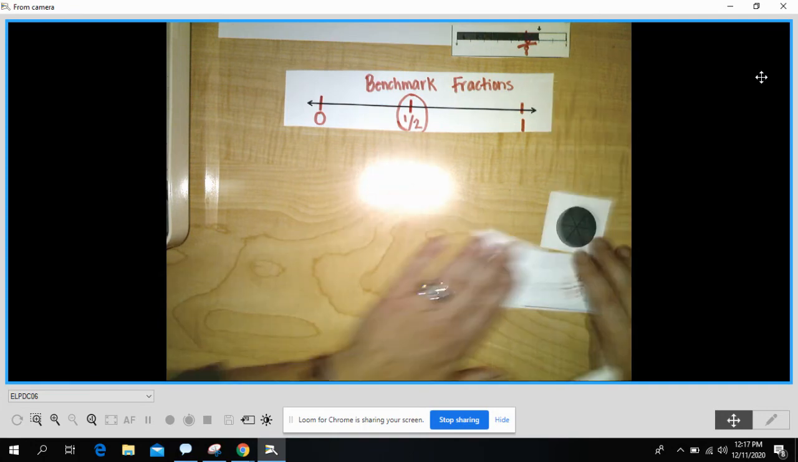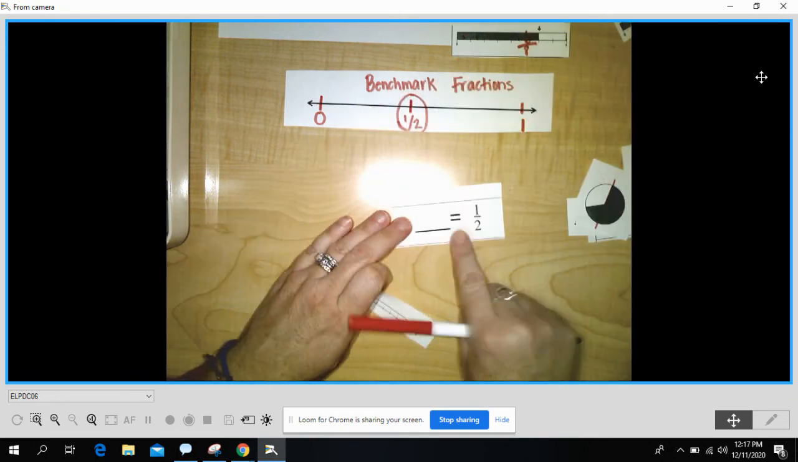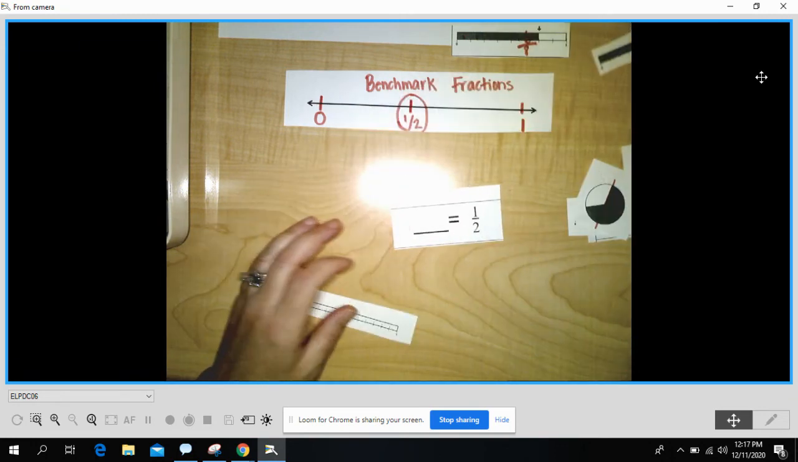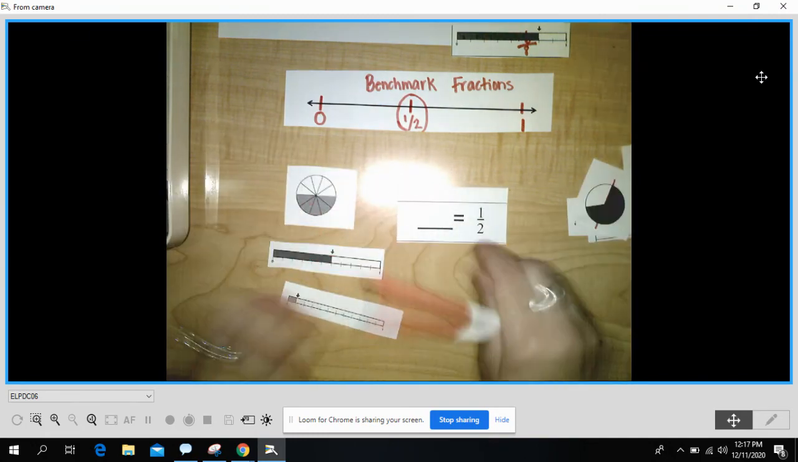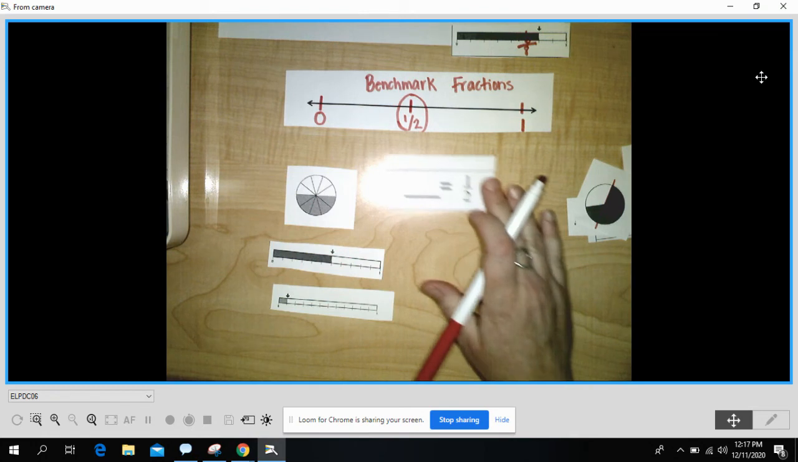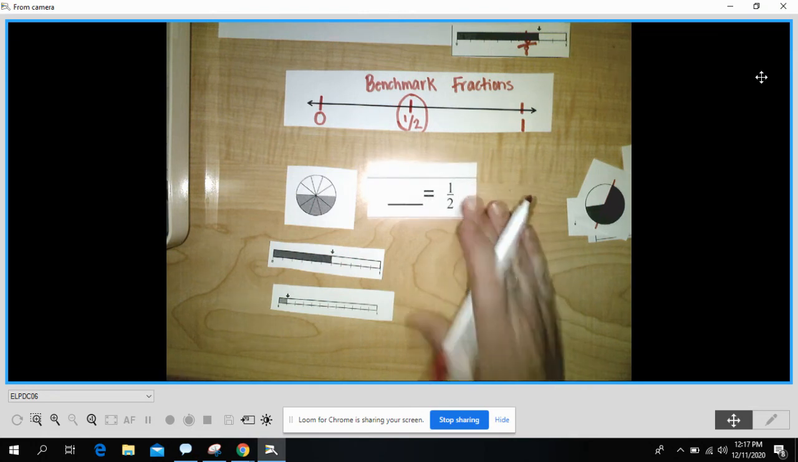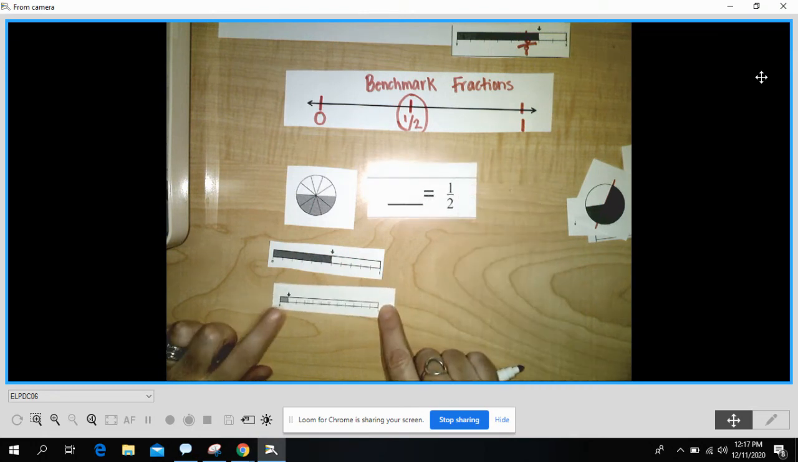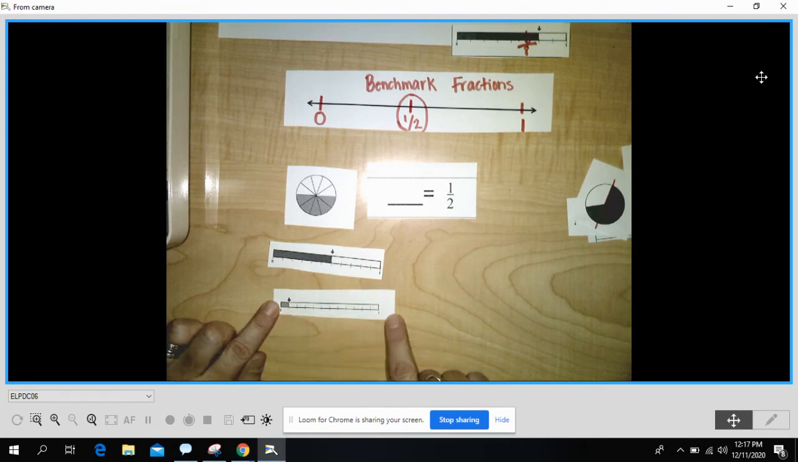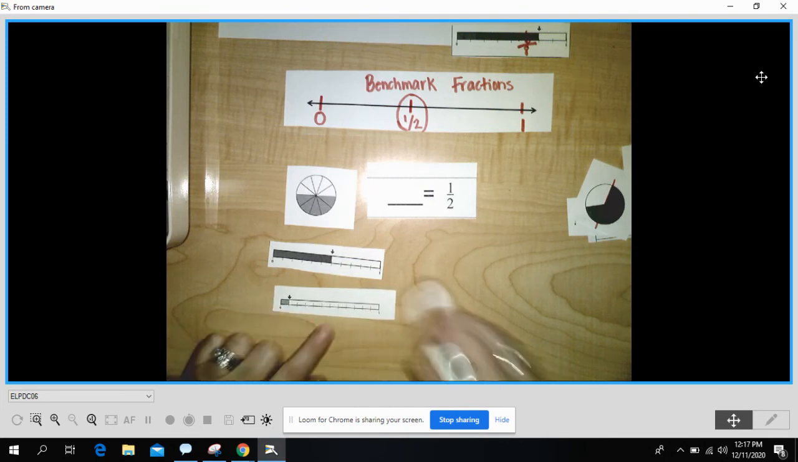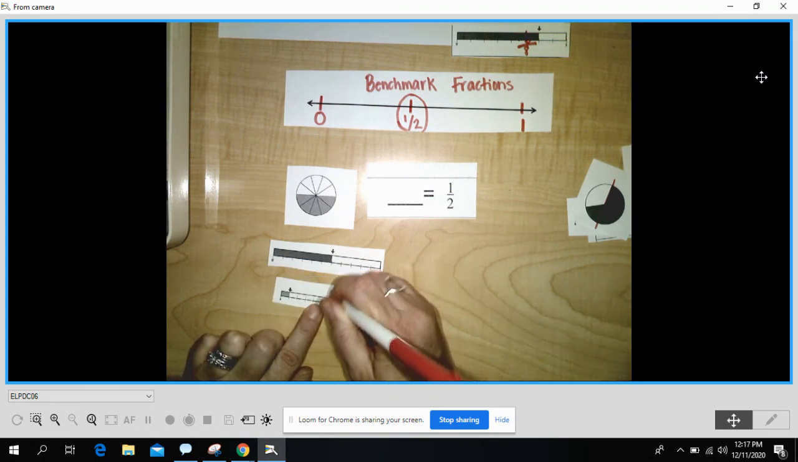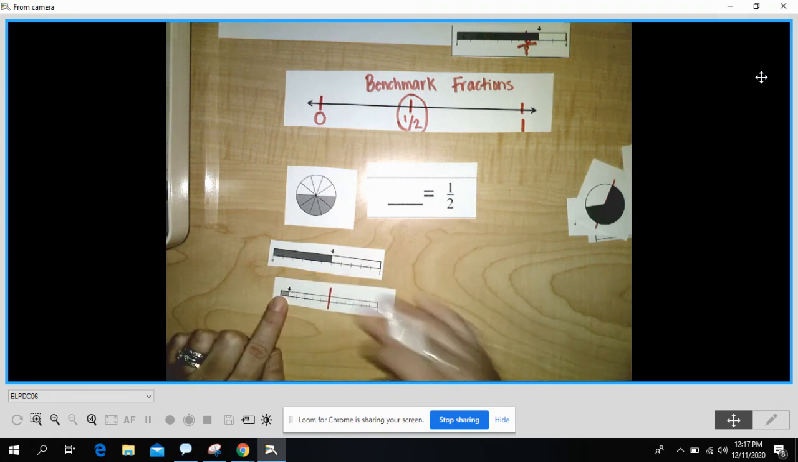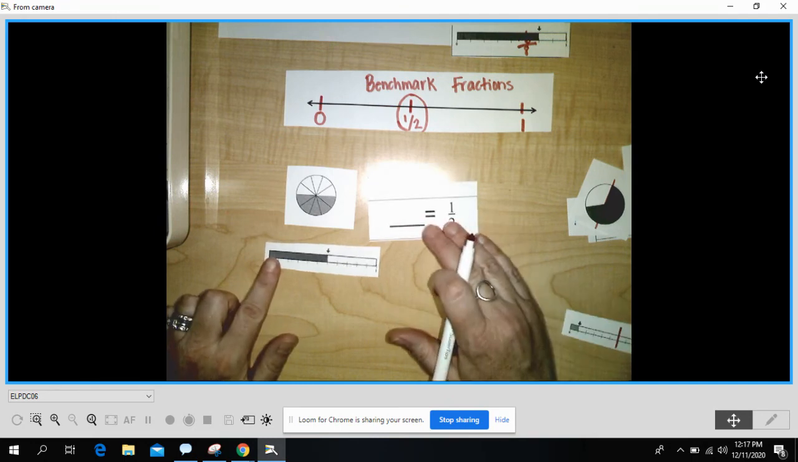Let's look and find the model that would be equal to 1/2. Is there one you can get rid of right away? Sorry about that glare. We're almost done. Yeah, I think it's this one. I can totally tell that this is not equal to 1/2. This is less than 1/2. 1/2 on this model would be about right here. This is definitely less than 1/2. It doesn't answer this question.